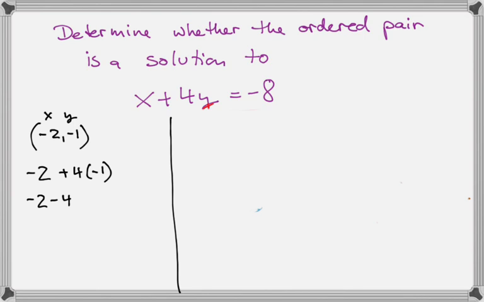-2 minus 4 is -6, which is not equal to -8. So the answer to this question here would be no, it is not. So it's not a point on the line once we start graphing.